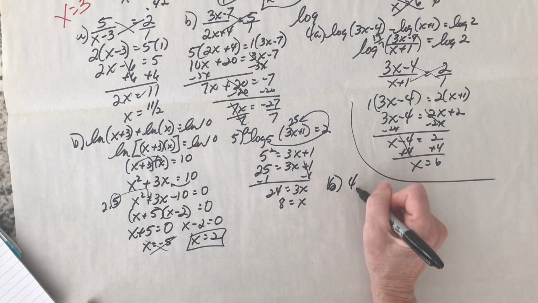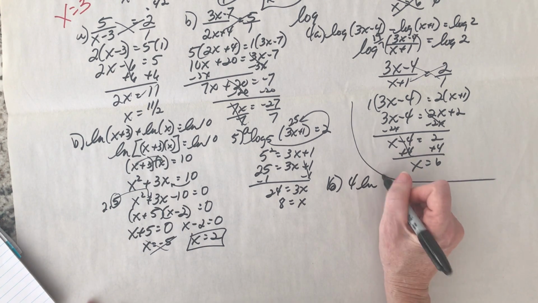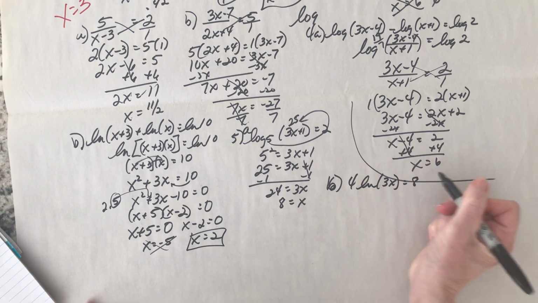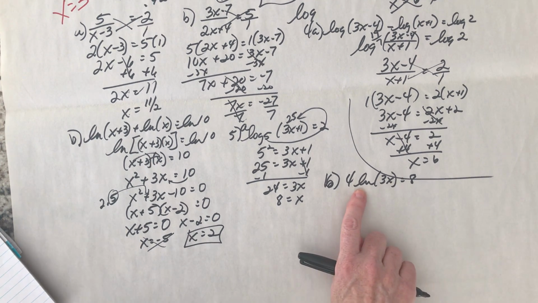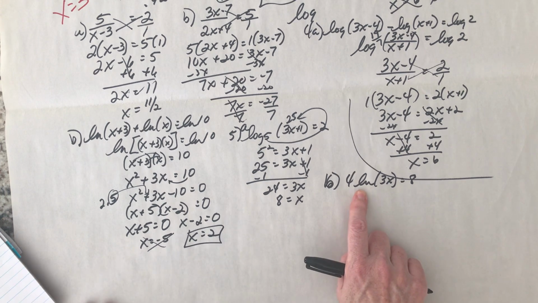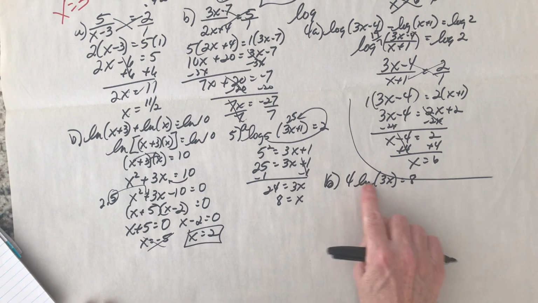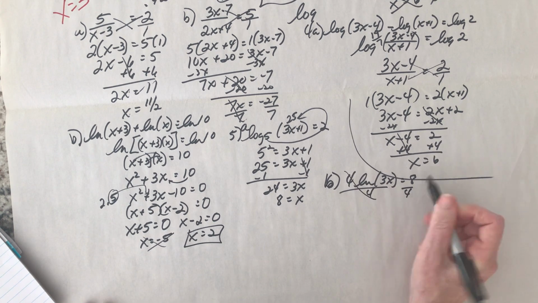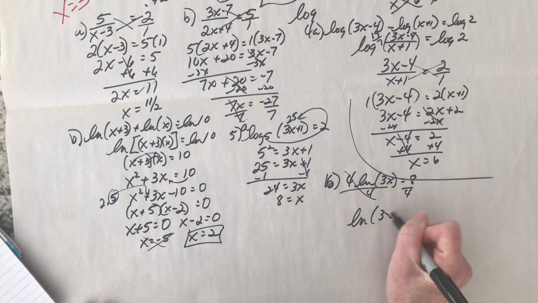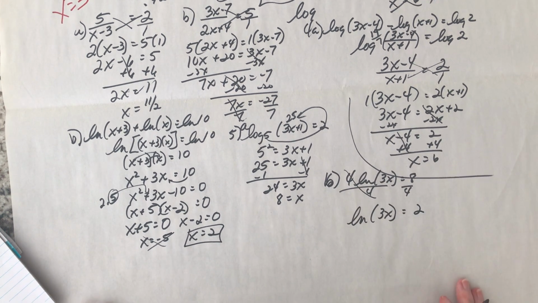Let's see, B is underneath there. So 4 times the natural log of 3x equals 8. If we want to turn this into an exponential, it is a logarithmic problem. We want to convert it to exponential form. We first want to get the natural log of 3x by itself. So divide both sides by 4, get the natural log of 3x equals 2.